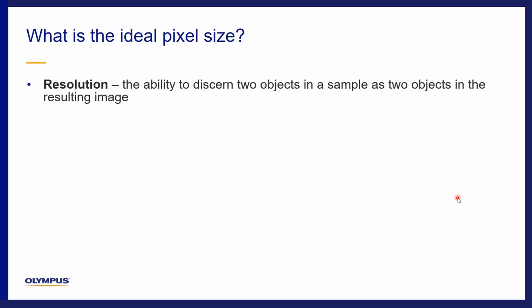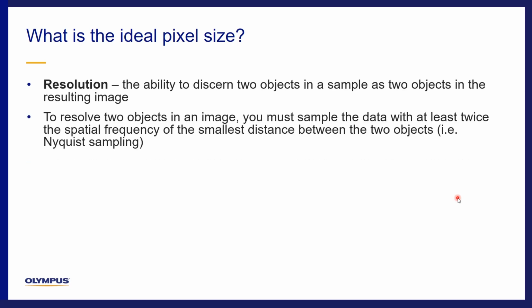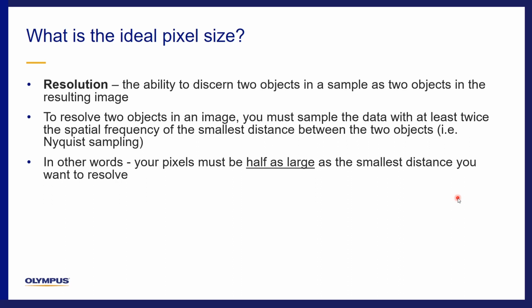So I've been using the word resolution. Most simply, the best and easiest definition for resolution in my mind is the ability to discern two objects in a sample as two objects in your resulting image. So we want to make sure that we have our pixels adjusted so that whatever we're trying to see, we can separate that in the image. So to resolve two objects in an image, you must sample the data with at least twice the spatial frequency as the smallest distance you want to see. This idea that your pixels are approximately half as big as your smallest object or smallest distance is commonly referred to as Nyquist sampling. So again, in other words, trying to make sure that our pixels are half as large as the smallest distance we want to resolve.